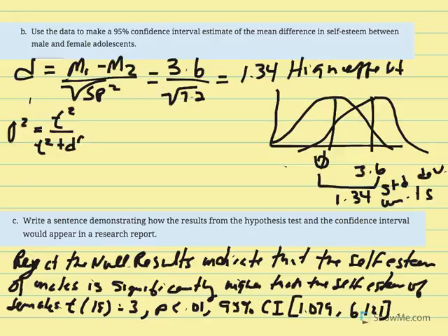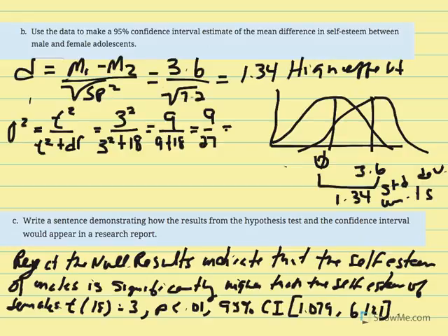So this is our equation for R squared. Our T statistic was equal to 3.3 squared over 3.3 squared plus 18, which is our degrees of freedom. So we have 9 over 9 plus 18, so we have 9 over 27. And we get, I believe, 0.33, which is also considered high effect.